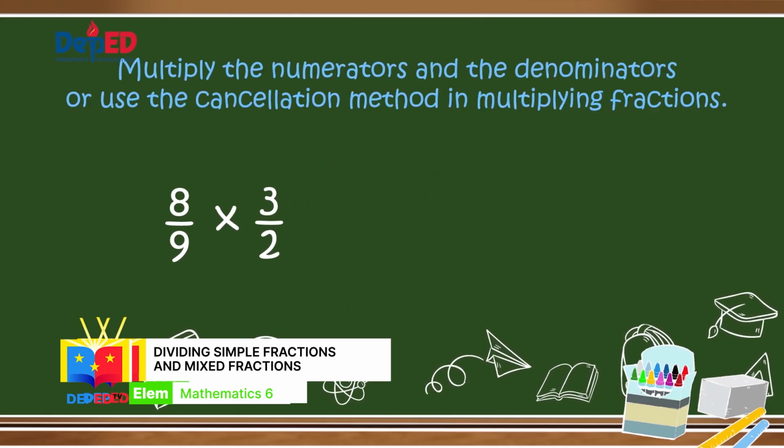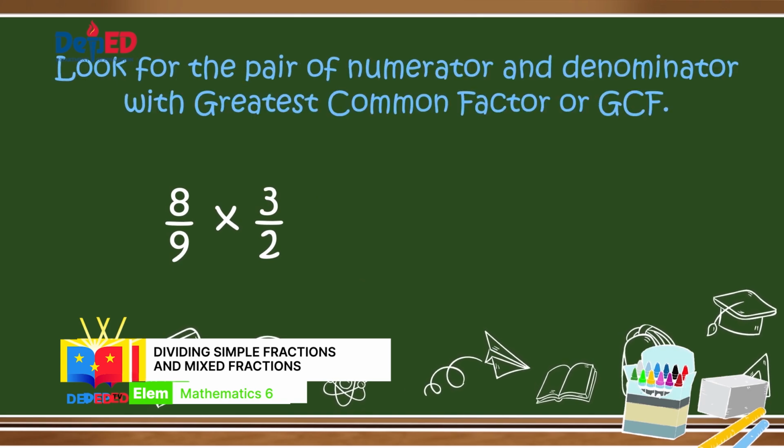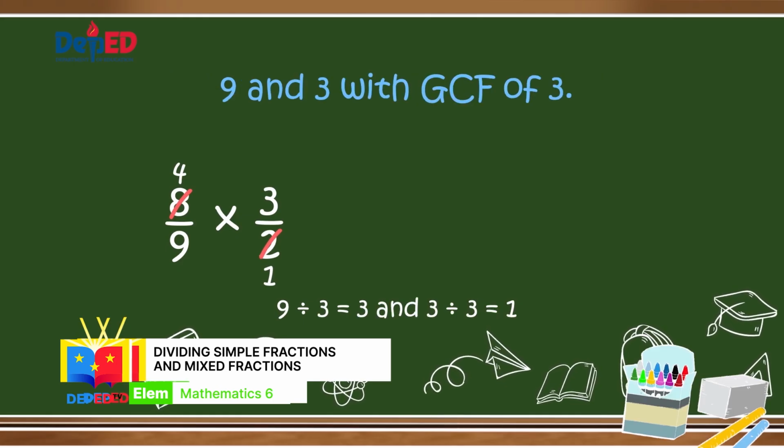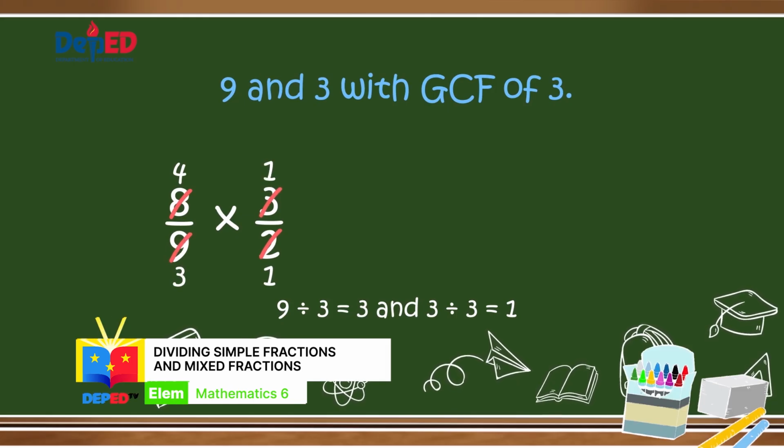Now, multiply the numerators and denominators or use the cancellation method in multiplying fractions. Look for the pair of numerator and denominator with greatest common factor, or GCF. We have 8 and 2 with GCF of 2. 8 divided by 2 equals 4. 2 divided by 2 equals 1. 9 and 3 with GCF of 3. 9 divided by 3 equals 3. 3 divided by 3 equals 1.